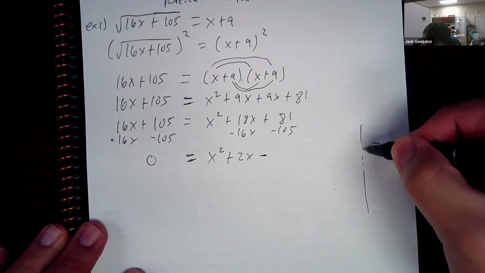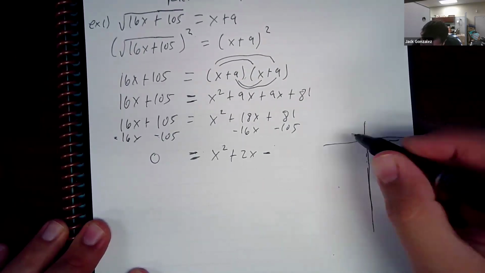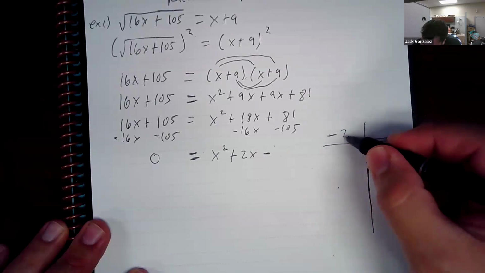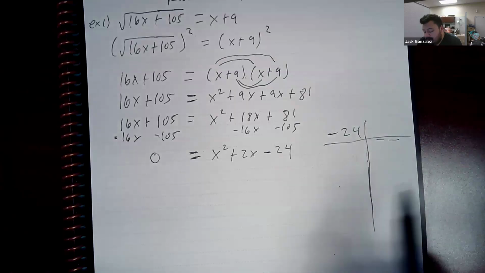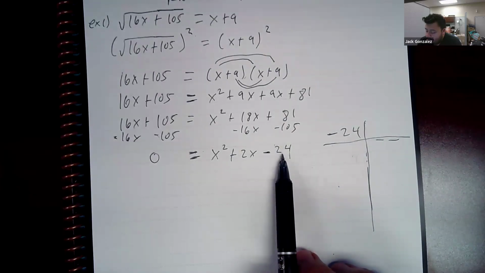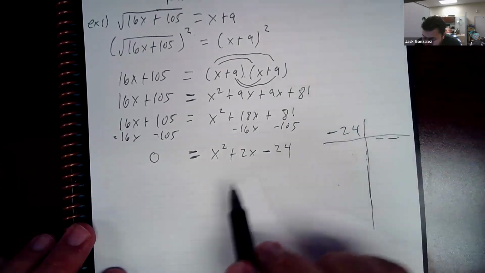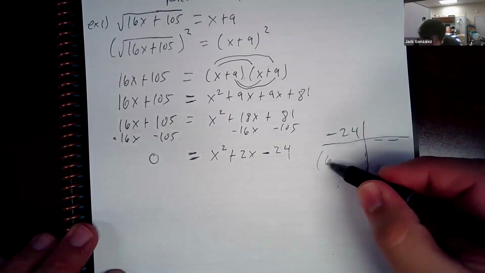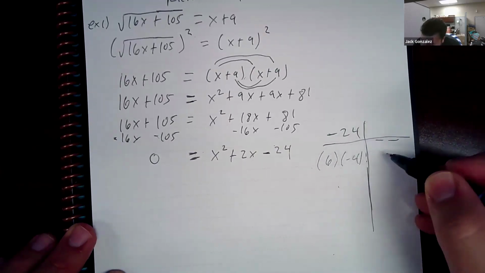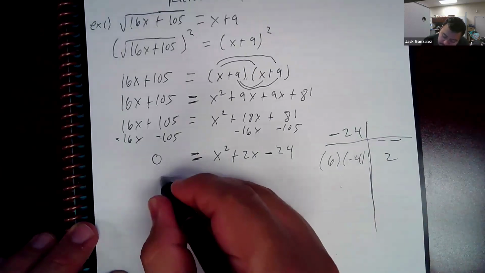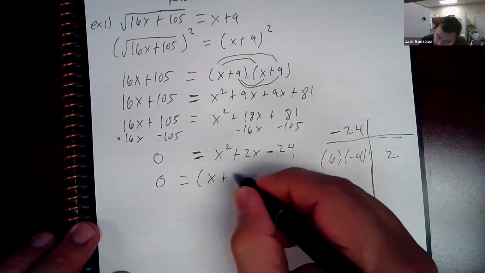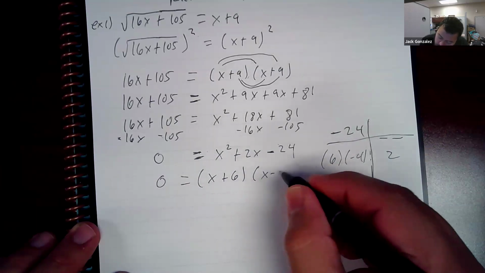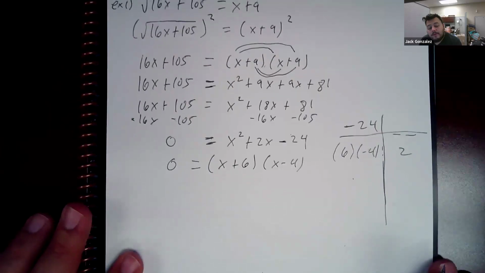Okay. Now, factors of negative 24 that add up to 2. There it is, right?